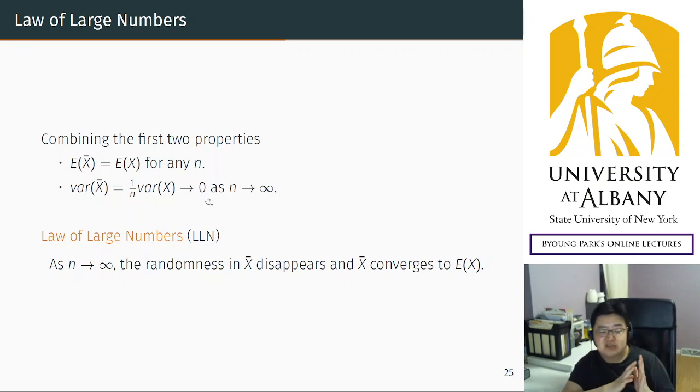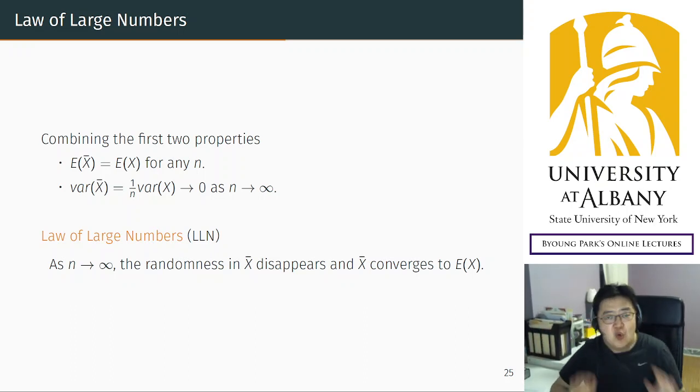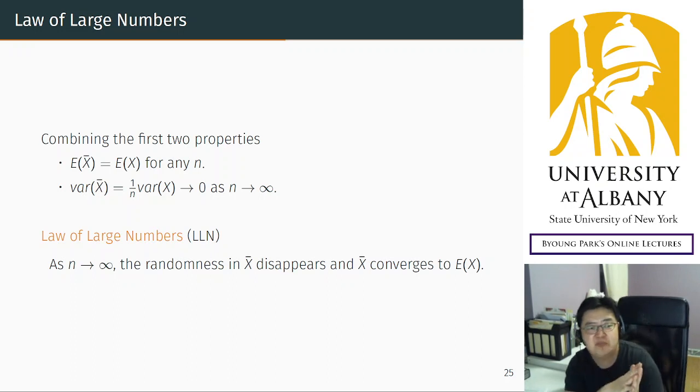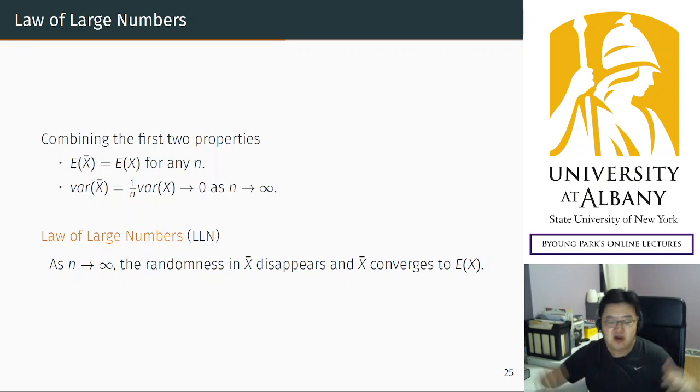When the variance converges to 0 in the limit, that means there will be no randomness remaining in the limit. Which means if you are estimating something, your estimator will be perfect. There will be no error in the end, in the limit. So the more sample size you have, the more accurate and the less randomness there would be. That is the law of large numbers.